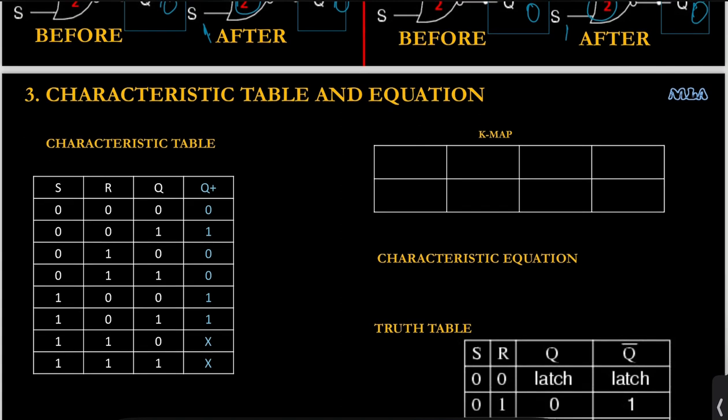Here in this section, we'll see how to write a characteristic table and derive a characteristic equation. The characteristic table we are going to write by listing the input variables. S and R are the primary input variables. Apart from that, we have the feedback variable. One thing we must keep in mind: Q and Q bar are complements of each other. It means that Q bar is just an inverted version of Q. So we can list only the Q variable rather than taking Q bar.